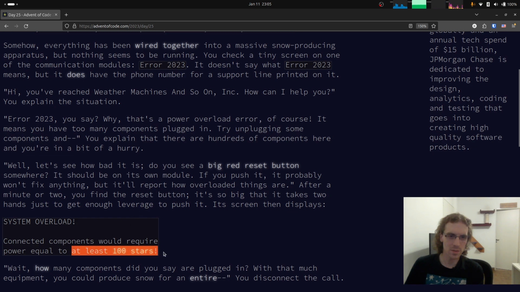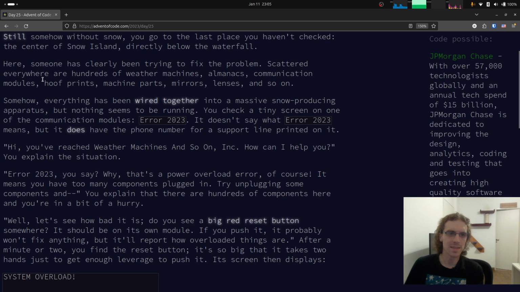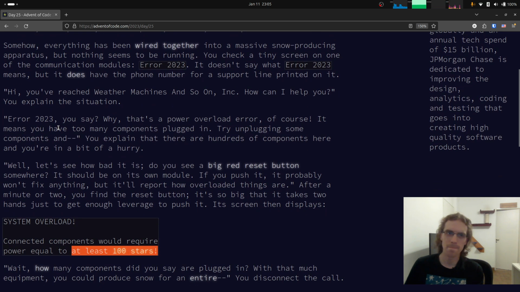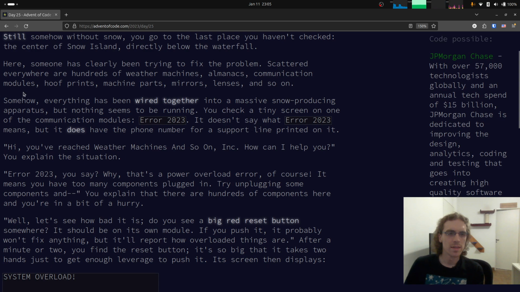What? At least 100 stars? What the fuck? Okay, let's continue reading, but that's a bit alarming. Somehow everything has been wired together into a massive snow-producing apparatus. But nothing seems to be working. You check a tiny screen on one of the communication modules, error 2023.